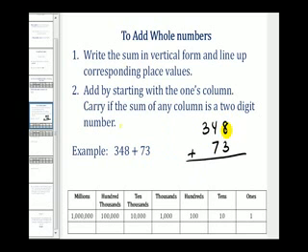And now we'll find this sum by adding the columns starting with the ones column. 8 plus 3 would be 11. 11 would be a 1 in the tens column and a 1 in the ones column. So we write down the 1 in the ones column and carry the 1 over to the tens column. Now when we add the digits in the tens column, we have to add 1 plus 4 plus 7. Well, that would be 12. So we write down the 2 in the tens column, and we carry the 1 over to the hundreds column. So for the hundreds column, we have 1 plus 3, which would be 4. Our sum is 421.